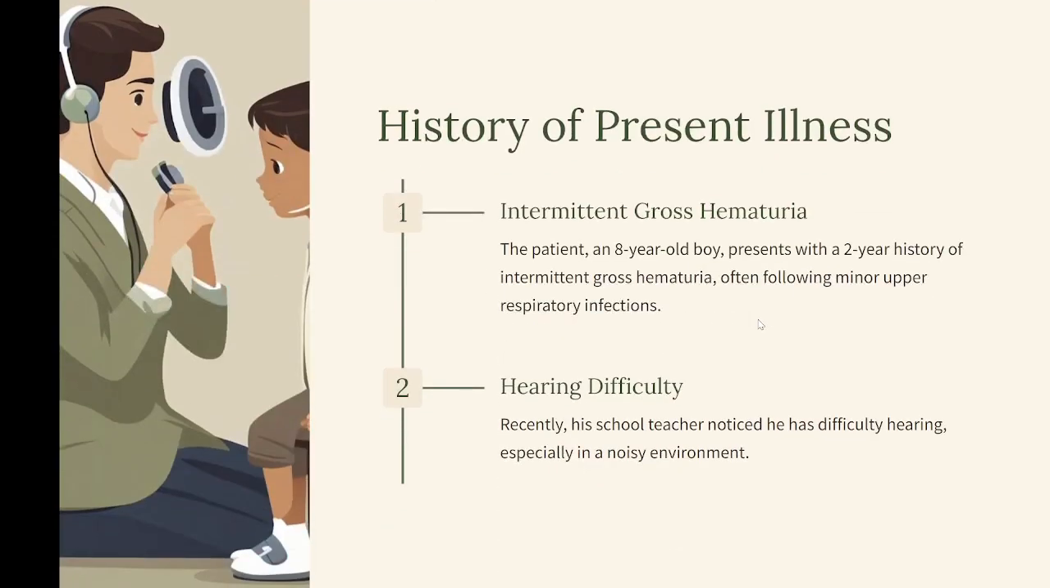History of present illness. The patient, an 8-year-old boy, presents with a 2-year history of intermittent gross hematuria, often following minor upper respiratory infections. Recently, his school teacher noticed he has difficulty hearing, especially in a noisy environment. Medical history. No significant past medical history. No previous hospitalizations or surgeries.